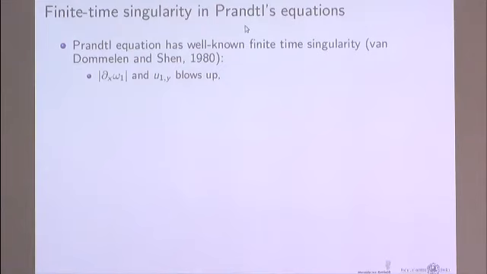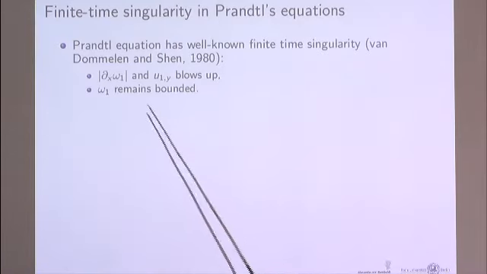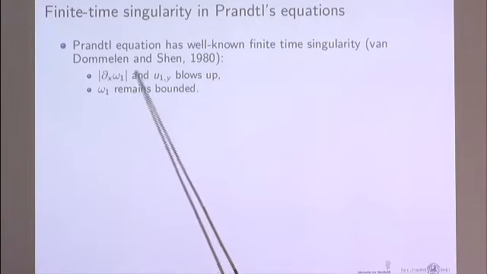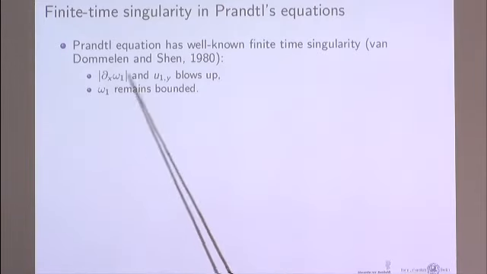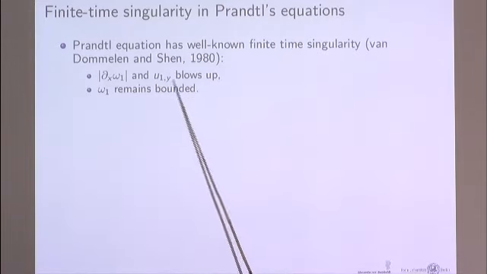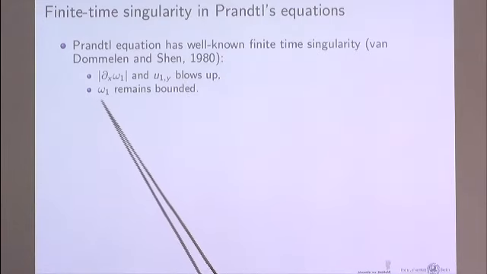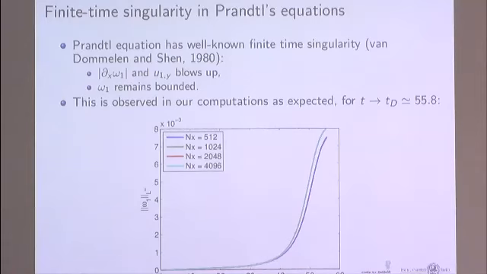First, what happens in the Prandtl solution? We know, this is already known, that there is a finite time singularity in the Prandtl solution. The numerical paper on this is 1980, Van Dommelen and Shen. And what happens is that the gradient of vorticity blows up. The wall normal velocity in the boundary layer blows up, but the vorticity remains bounded. Okay? And that's very well reproduced by our solver.